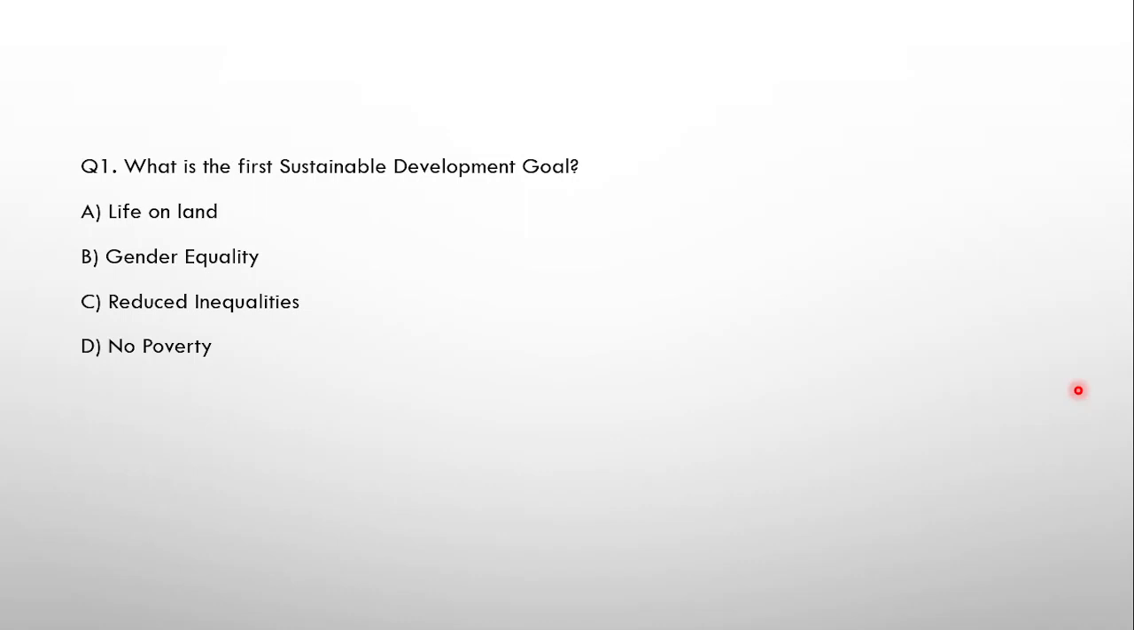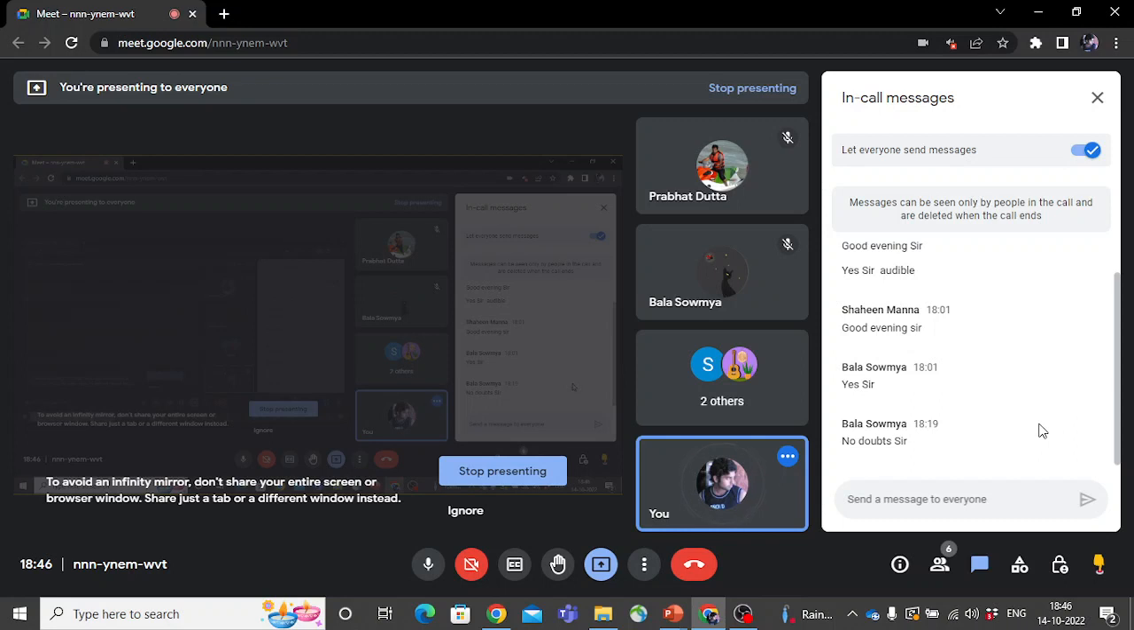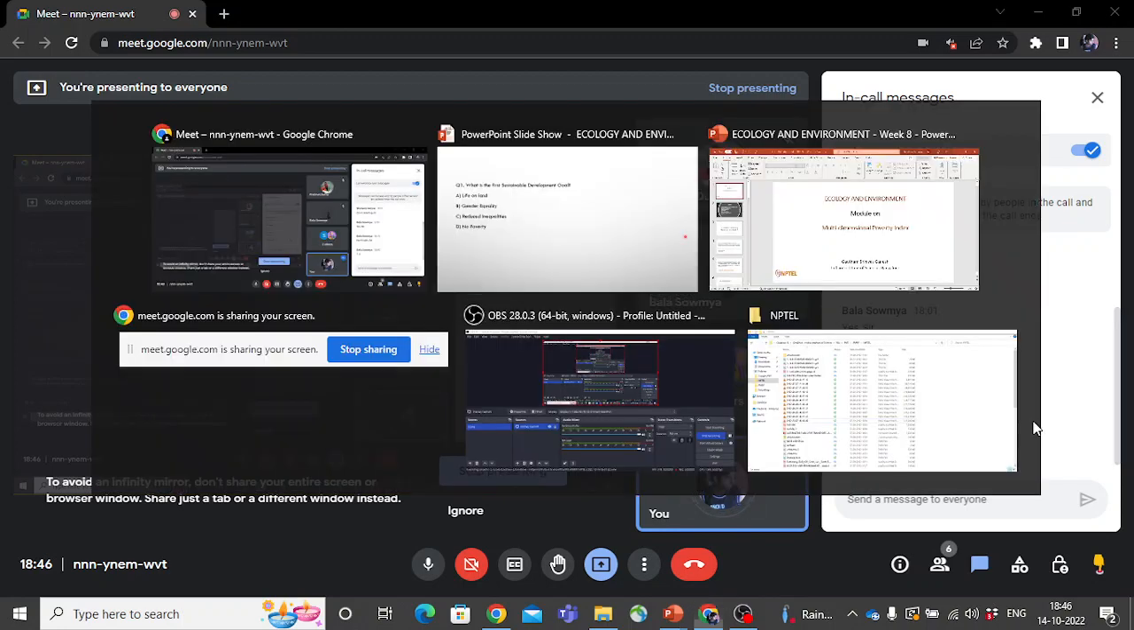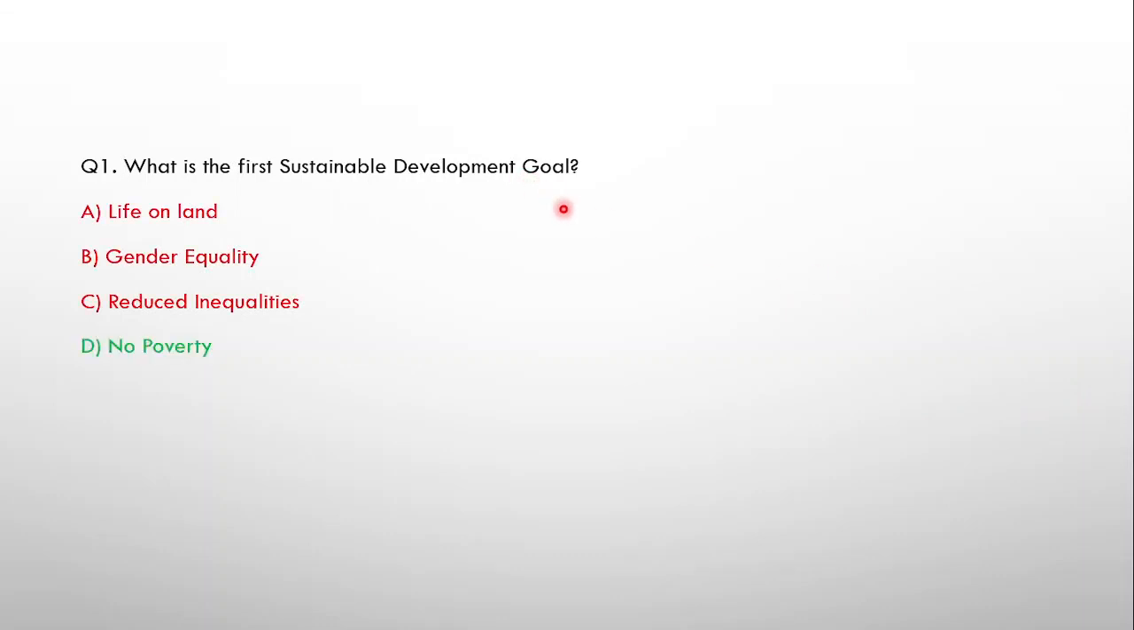First question: what is the first sustainable development goal? This is a very easy question. A, life on land. B, gender equality. C, reduced inequalities. Or D, no poverty. You have answers? Yes, absolutely. Anyone else? No? Okay. The first sustainable development goal is no poverty.